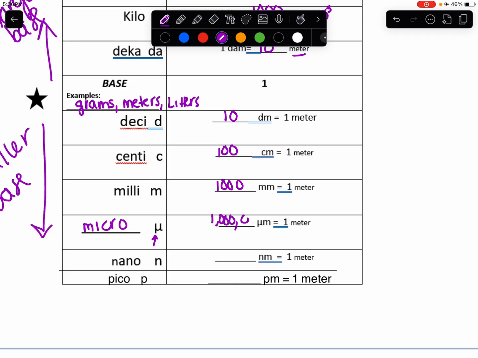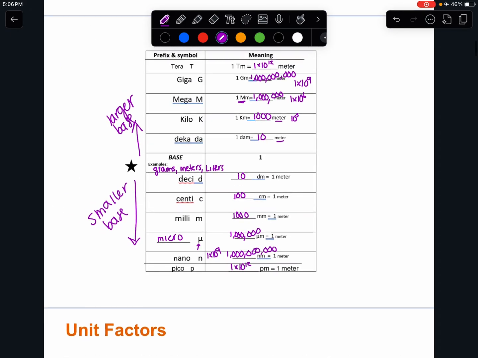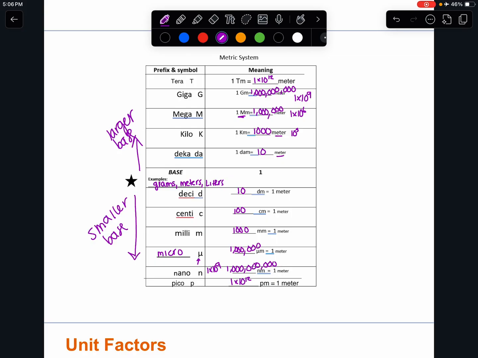There is a million, or 10 to the 6th, micrometers in a meter. There is 1 billion nanometers in a meter. And again, sometimes it's easier to write 1 times 10 to the 9th. I think it is in the calculator. And then there is 1 times 10 to the 12th picometers in a meter. So you will be responsible for knowing all of these on here. Okay.